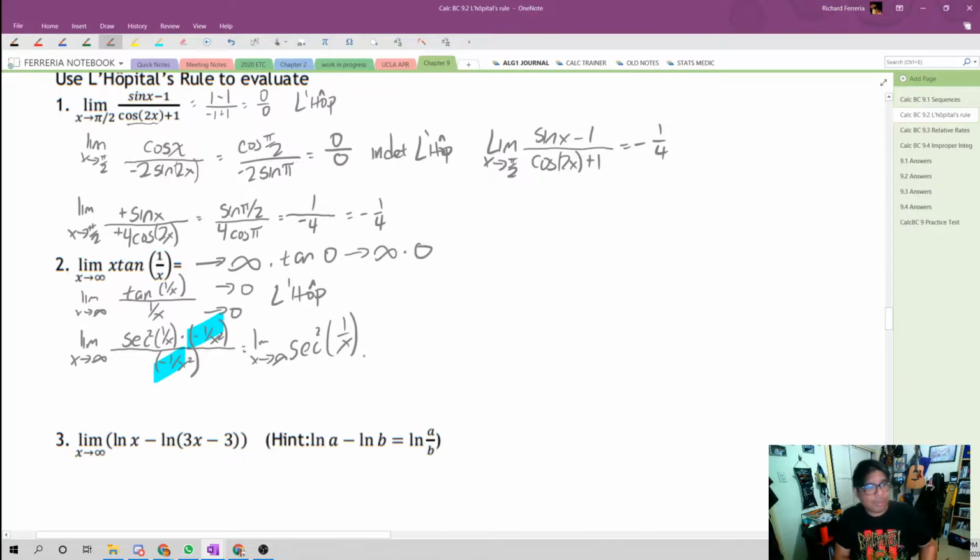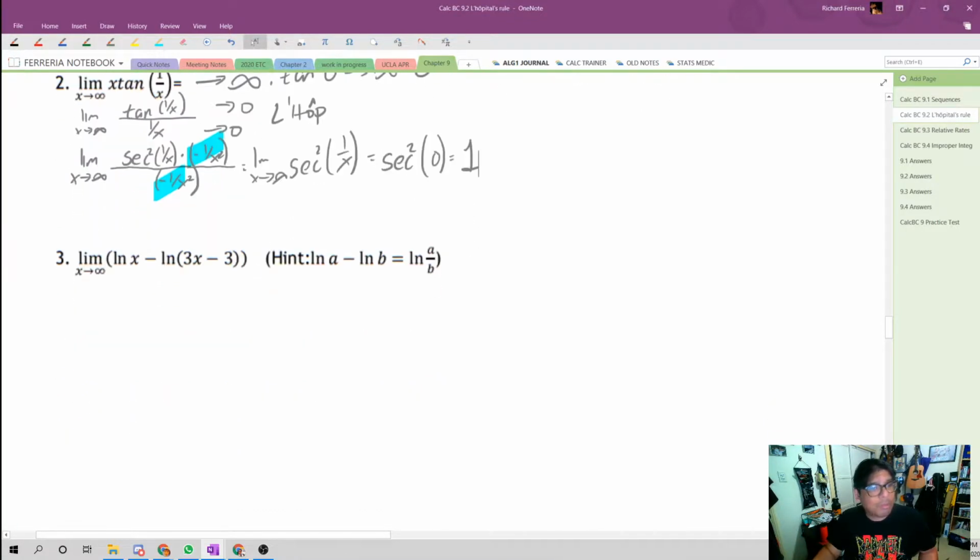Now as x goes to infinity, 1 over x will go to 0. So this is equivalent to secant squared of 0. Secant squared of 0 is, of course, 1. So that takes care of the second problem.